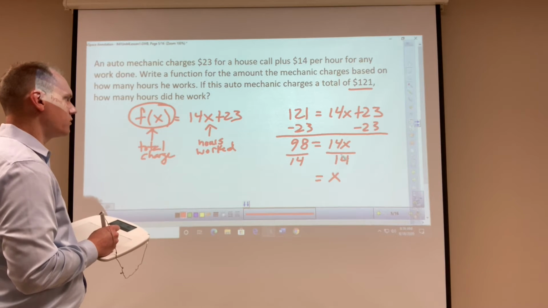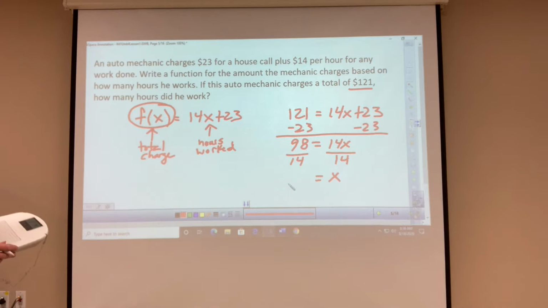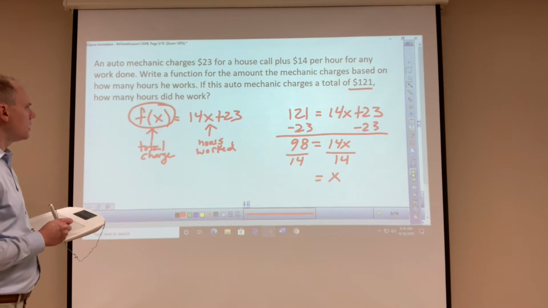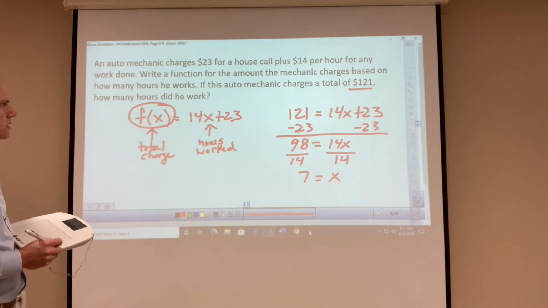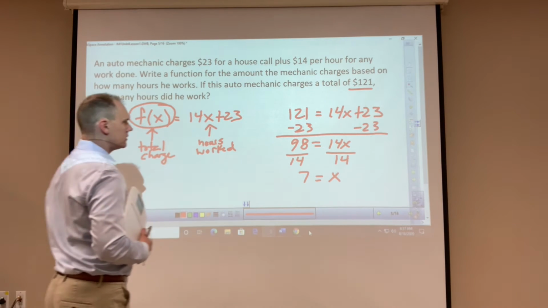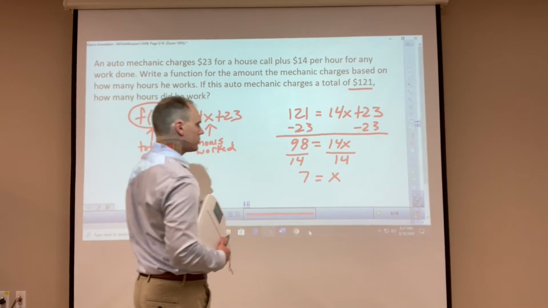So 14 divided by 14 is just 1, right? And then 98 divided by 14, let's see, I think we did this a minute ago, didn't we? 14 times 5 was 70. So 14 times 6 is 84. 14 times 7 should be 98. So it should be 7 here. Let's see, 14 times 7 would be 98, plus 23 gives us 121. So that works out, right?